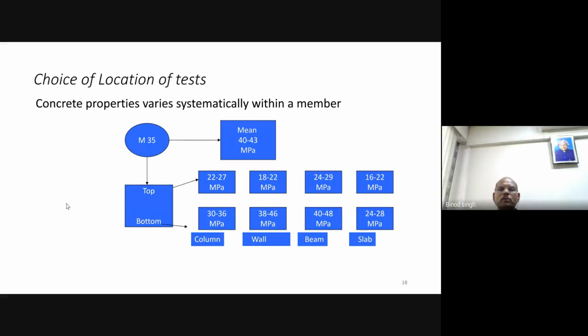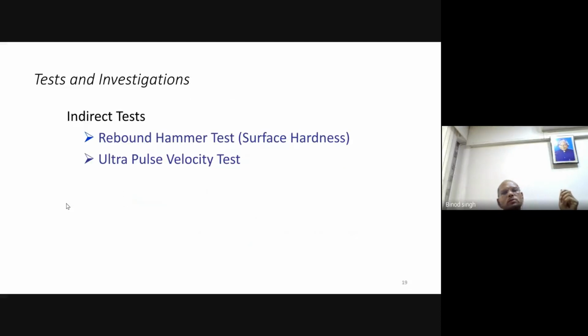In a wall, top less, bottom more. And similarly, we have a beam. If you test the top of the beam, you will get a lesser value, and the bottom will give a higher value. Similarly, in a slab, the bottom will always give a higher result. So this is the problem within the member itself. There is a lot of variation in concrete. So concrete is a very unpredictable material. So that's why we take more factor of safety. Okay. So we have two indirect tests.